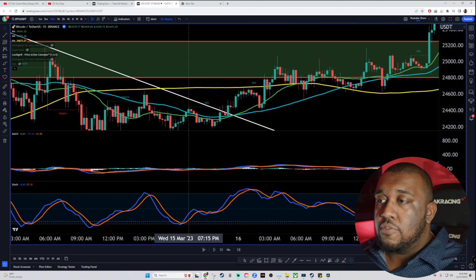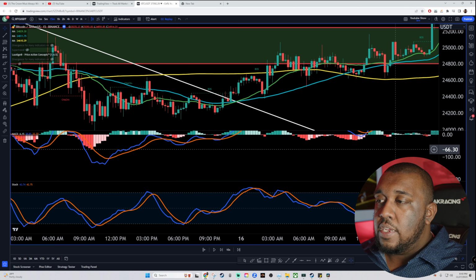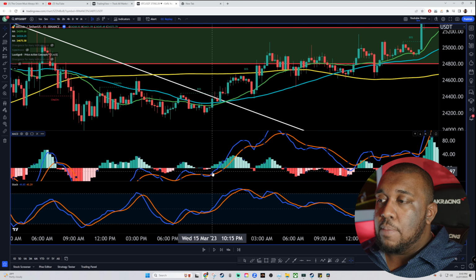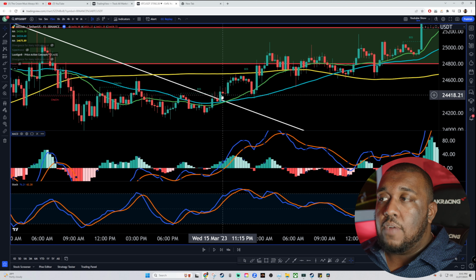Stochastic indicator had the crossover over here. You could have bought, but again, you're waiting for that breakout. And of course, right here on the MACD, you're seeing some bearish action right before the breakout below the 0 line. That's where you're going to feel more confident to buy.